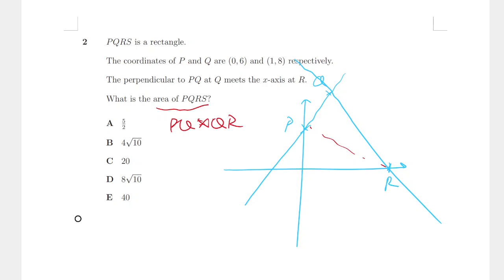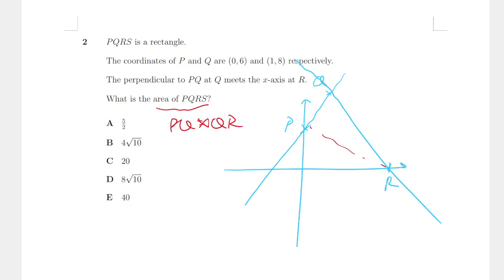Good. So I already know the coordinates of P and Q, right? So if I find the coordinates of R, then I'm good, because then I have all the lengths. I have PQ, I have the coordinates, so I can find the length in between, and then QR as well, yeah? So off we go. How do I find R?